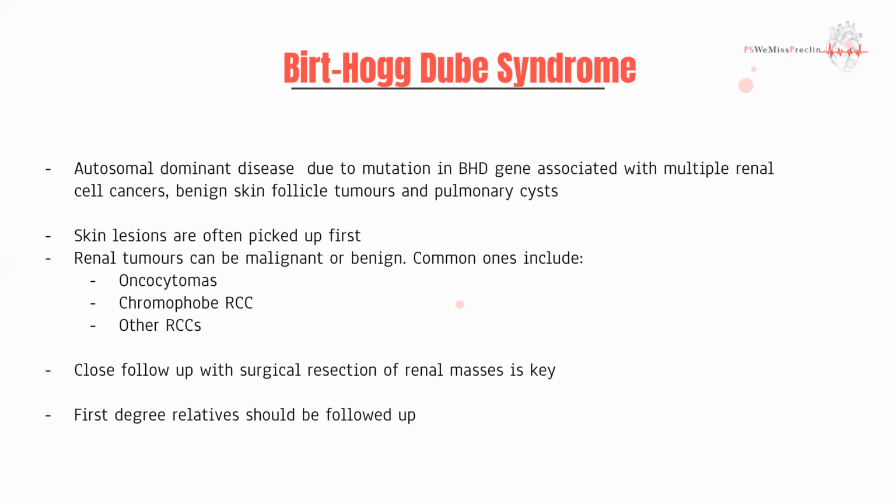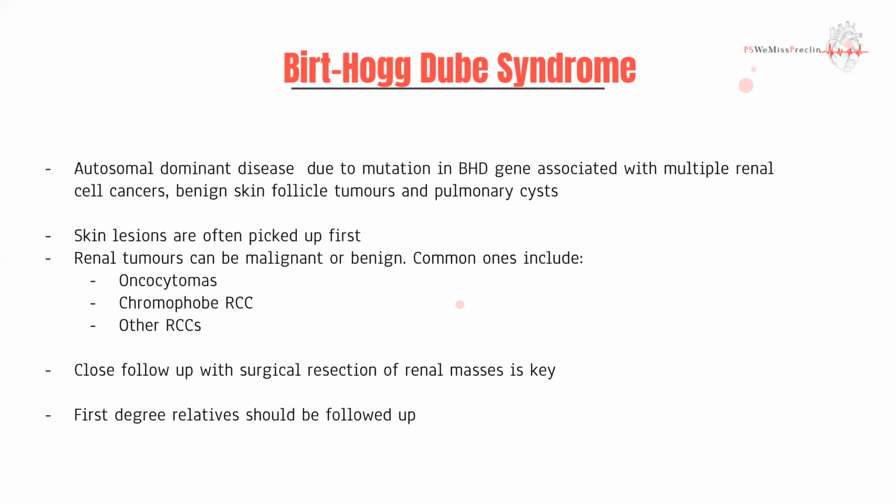Now, again, this is also an autosomal dominant disease because of a mutation in, as you guessed it, the Birt-Hogg-Dubé gene. And it's associated with multiple renal cell cancers, benign skin follicle tumors, and pulmonary cysts. The skin lesions are often picked up first because that's the first thing you would see. And the tumors can be a wide range of tumors. So you can have oncocytomas, which we know are benign. We can have chromophobe RCCs, which we know are the rarest form of an RCC, but have an excellent prognosis. And you can have other RCCs as well.